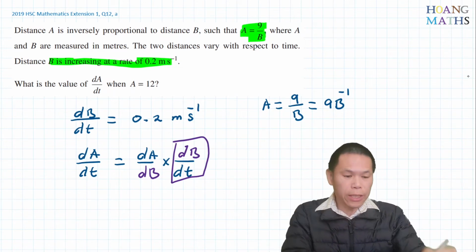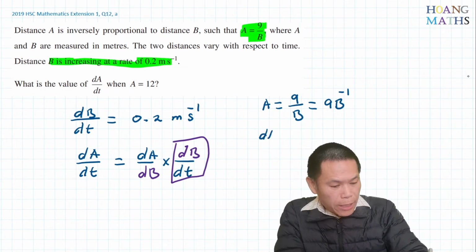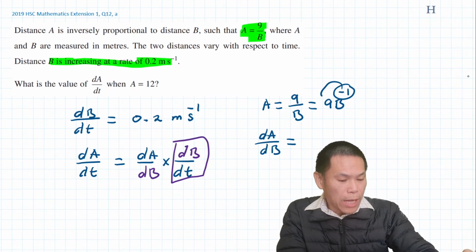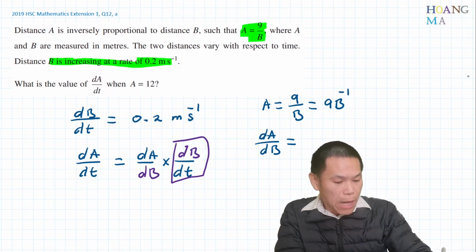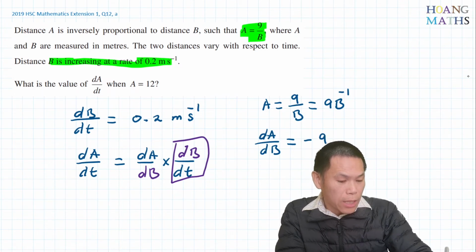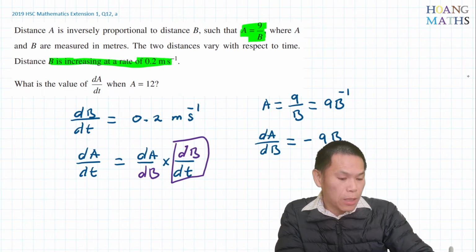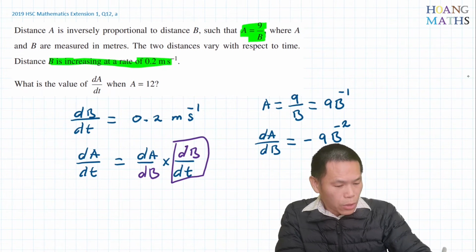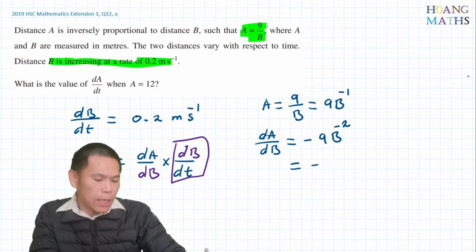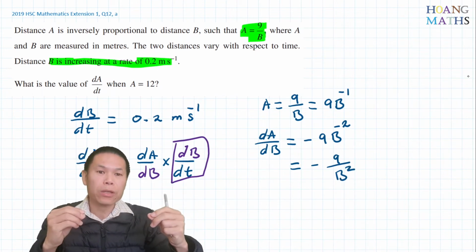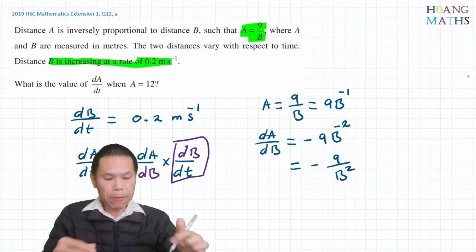So to differentiate this, we go dI/dB, which is the negative 1, we'll bring it down. So we less 1, so it becomes negative 2 or minus 2 if you like. So negative 9, because 9 times negative 1 is negative 9, and B to the power of minus 2. So this is exactly the same as negative 9 over B squared, because we need to bring the negative index down and then it becomes a positive index, okay?